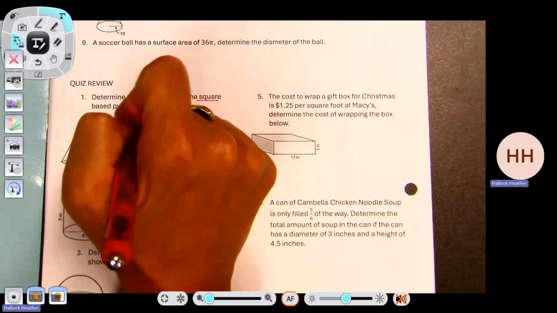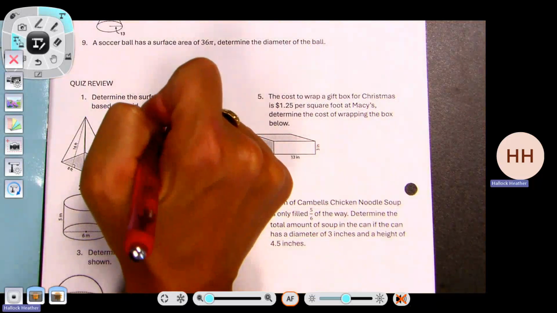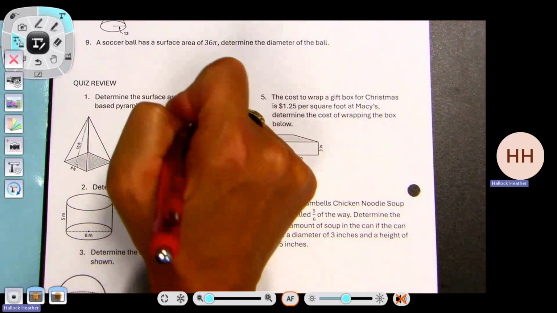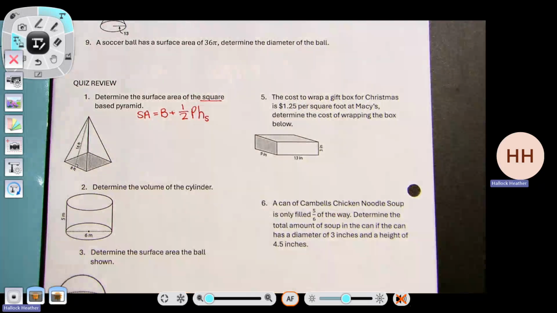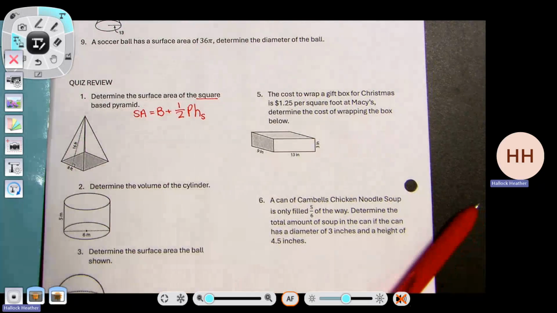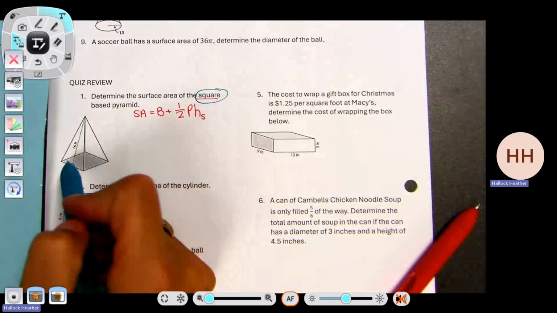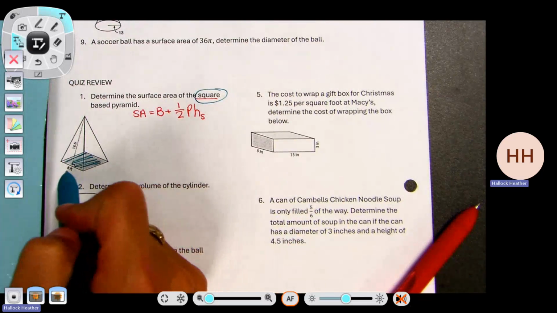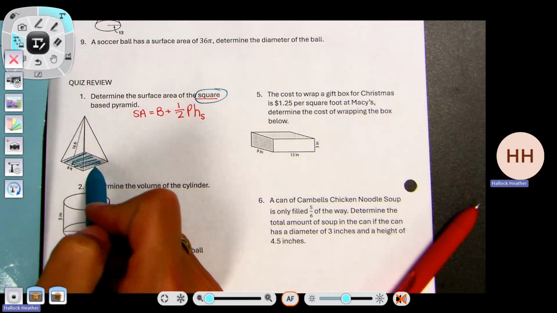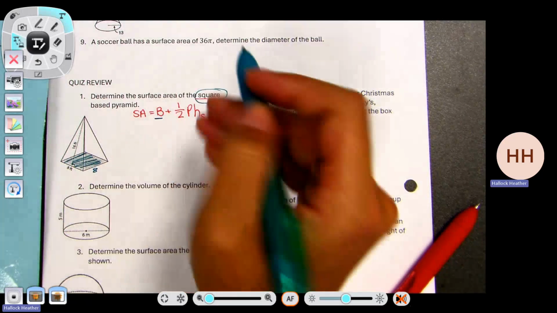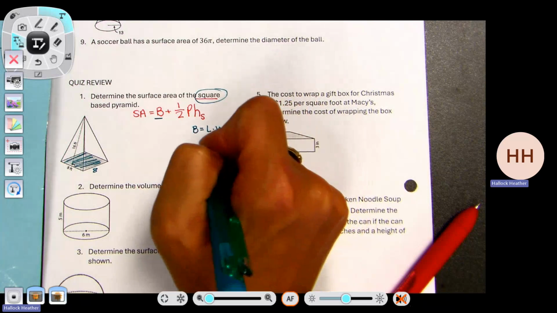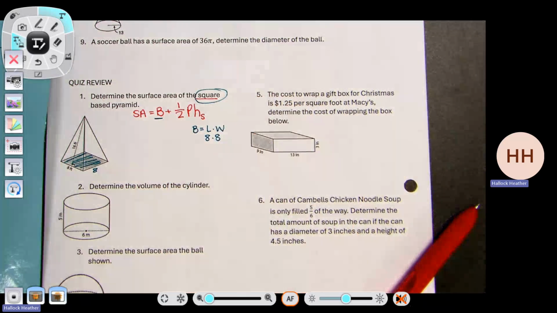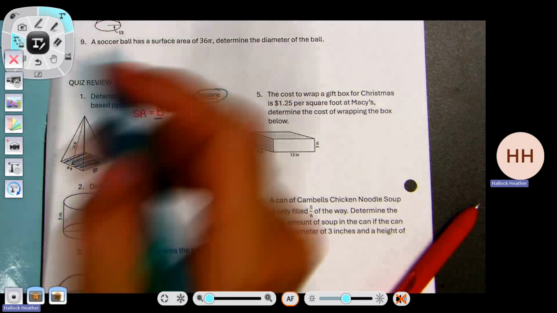So SA equals B plus 1/2 PH little s. So first we're going to find the shape of the base. The shape of the base is a square because it says a square. And that's why it doesn't have two numbers, because if this side's 8, this is also 8. So we're going to find big B. Big B is a square, length times width. So we're going to use 8 times 8. 8 times 8 is 64.